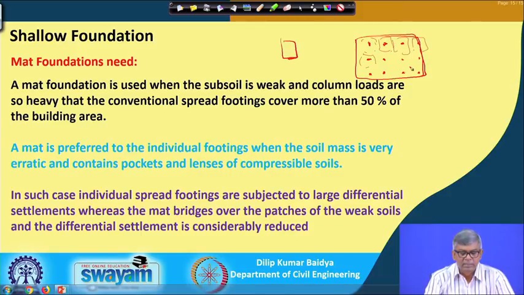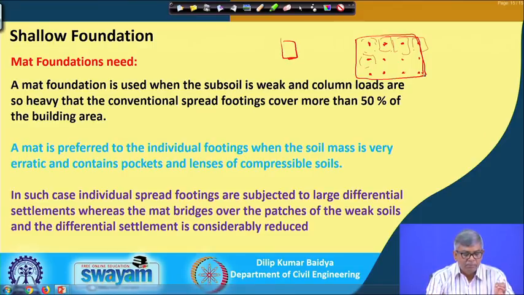Okay. So, that is one of the situations where we go for mat foundation. That means, when the subsoil is weak and column loads are heavy, and because of that the conventional spread footing would cover more than 50%, or even 70-80% of the area, in that situation it will be better to have a common foundation, that is called mat or raft.